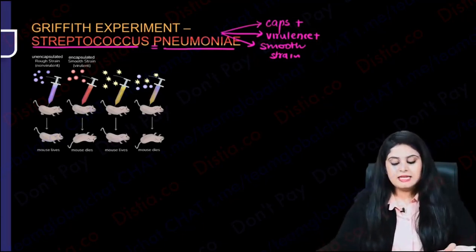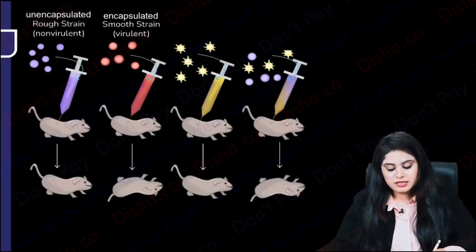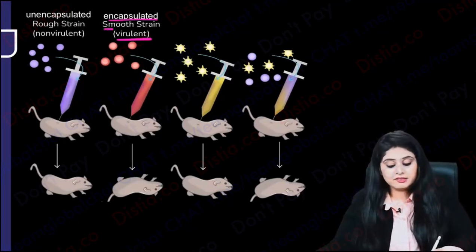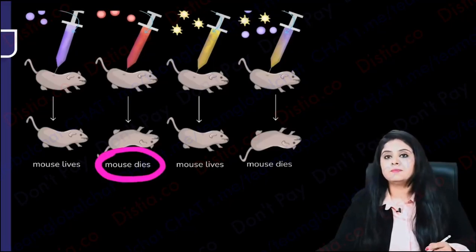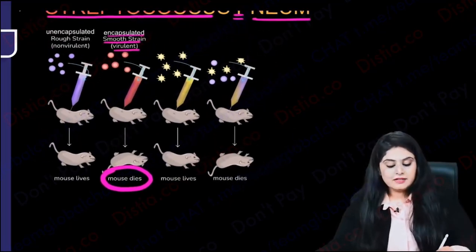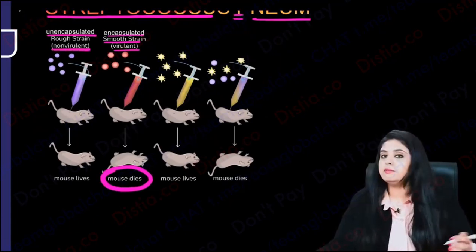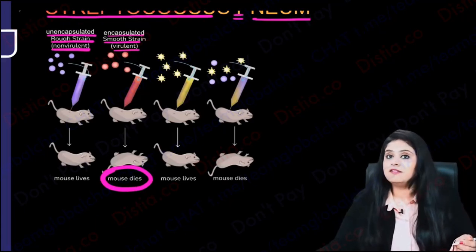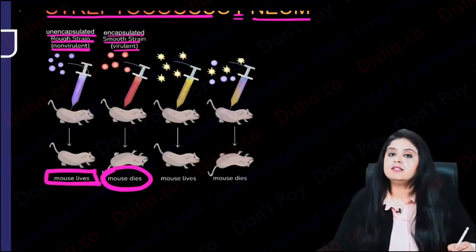There are 2 things. If I inject a capsulated strain, meaning the capsule is there, it means it is virulent, its life is very smooth, it's going to kill. If I inject it, the mouse is going to die, right? On the other hand, if I remove the capsule, the virulence is gone. This means the bacteria's life is going to be very tough and rough now, and when virulence is not there, the bacteria will live.